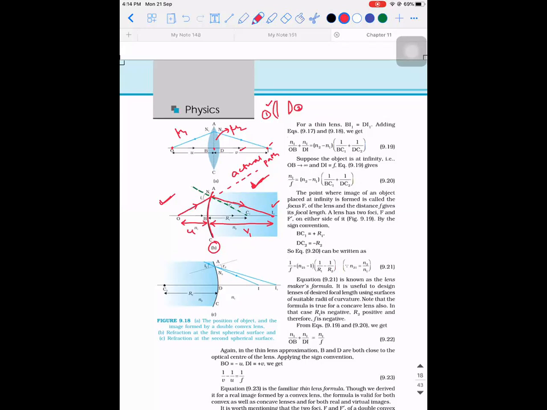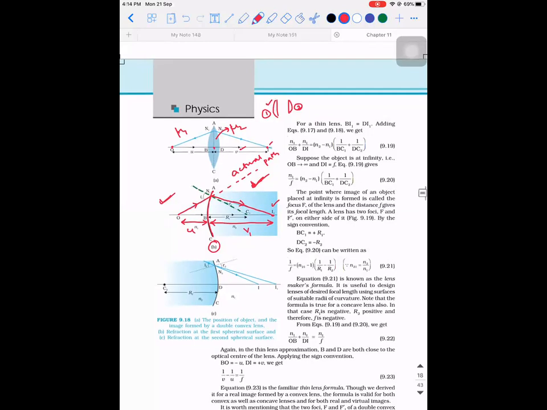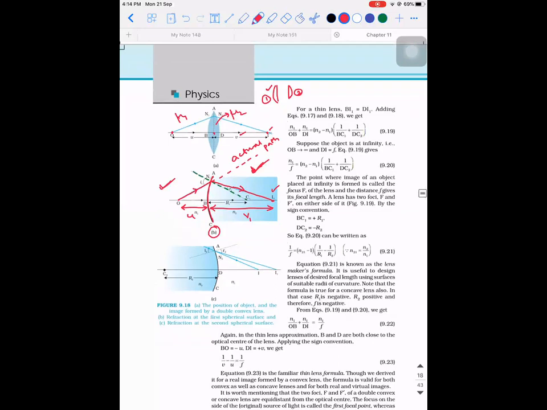Okay. So tell me one thing. Are we clear with any of the distances? Is any of the distances precise to us? Here, what are all the distances which do not have any clarity about what sign to be used? V1. It is not only V1, it is U also, because we don't know where the object is kept. So whichever is unknown, we should not apply sign convention to it.